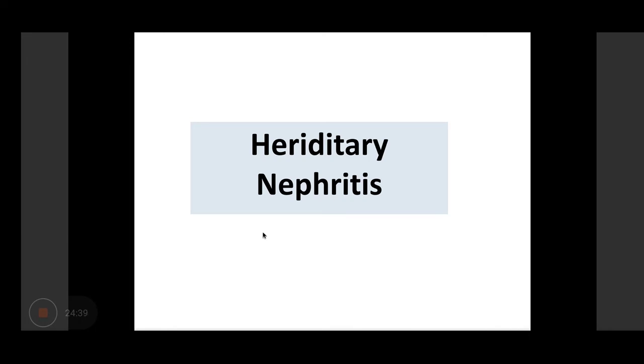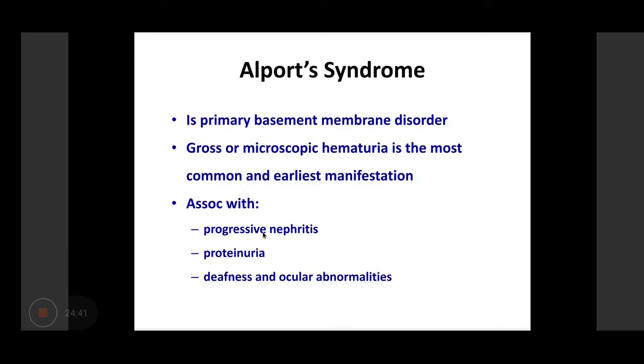Then we come on to hereditary nephritis. So these are a group of renal disorders of glomerulonephritis which are congenital in nature. The most important member of this group is Alport syndrome. This Alport syndrome is a primary basement membrane disorder.